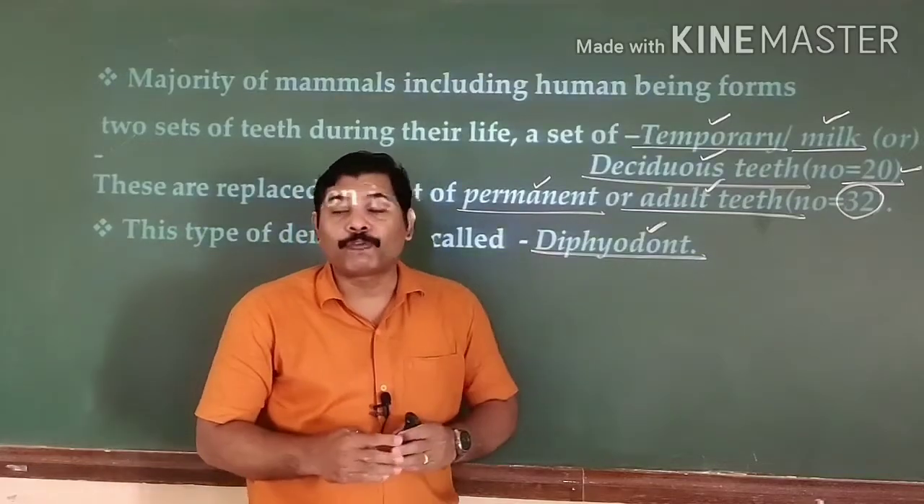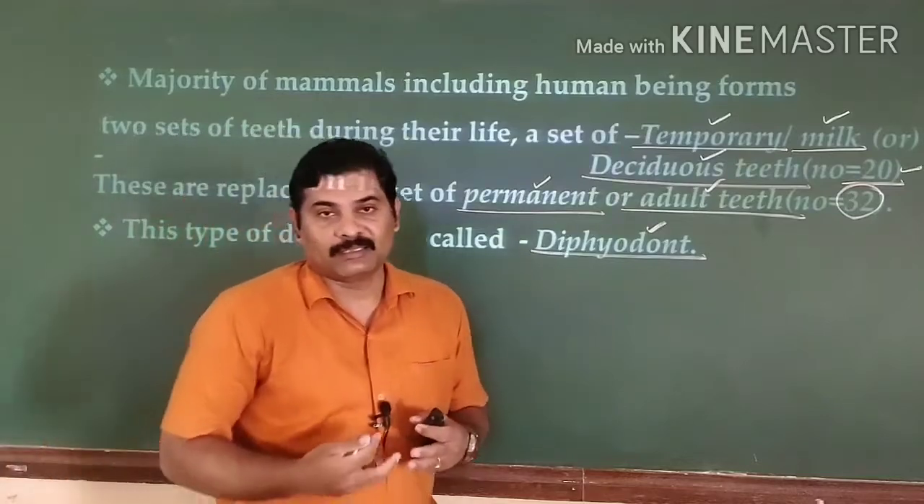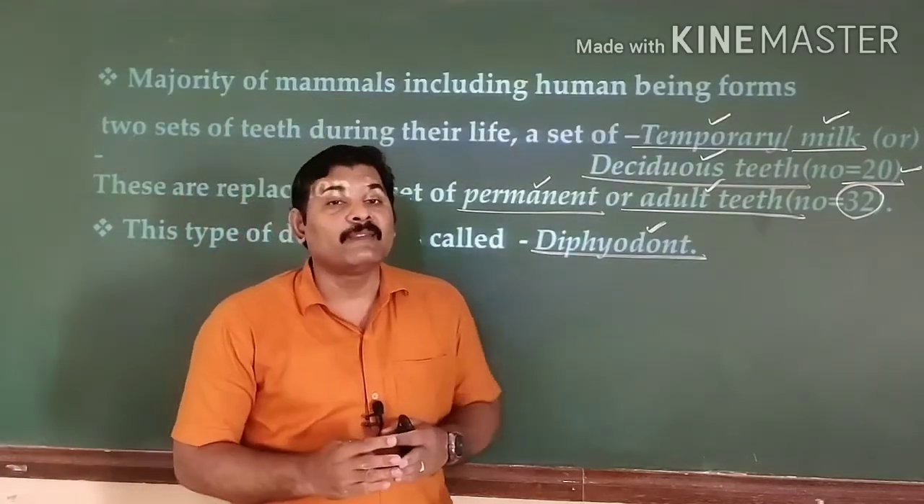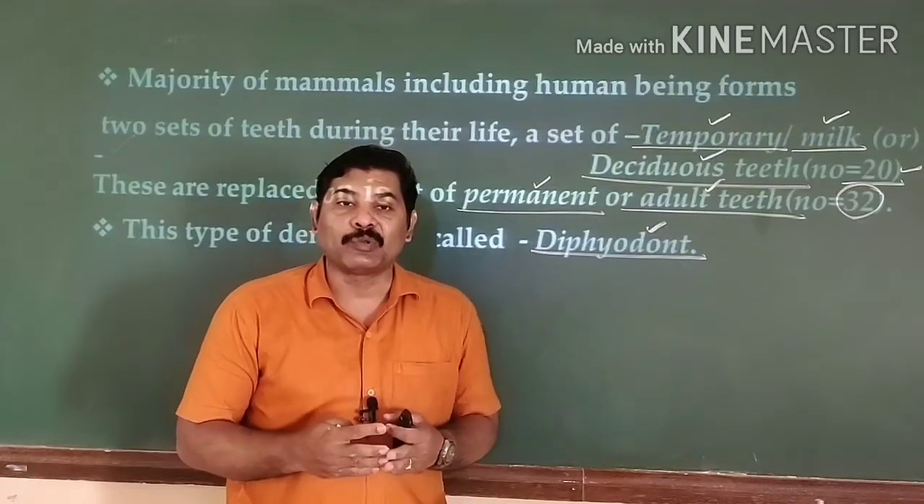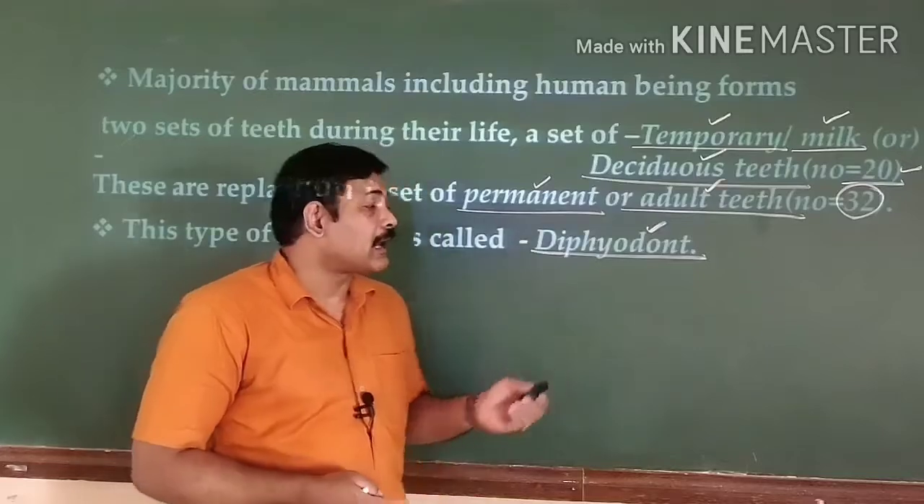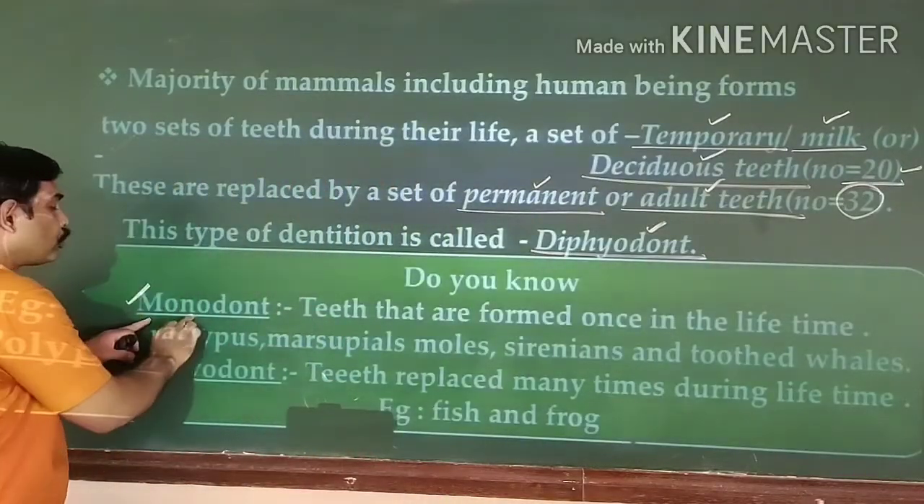But this type of diphyodont dentition is not noticed in all kinds of animals. In different kinds of animals, the teeth grow only 1 time in their life, and in some animals they grow many times in their lifetime. Let us see that, which is additional information to you. And see this one, monodont.